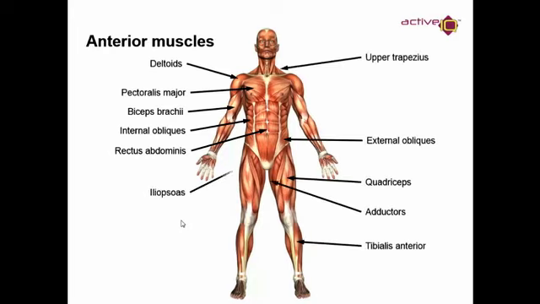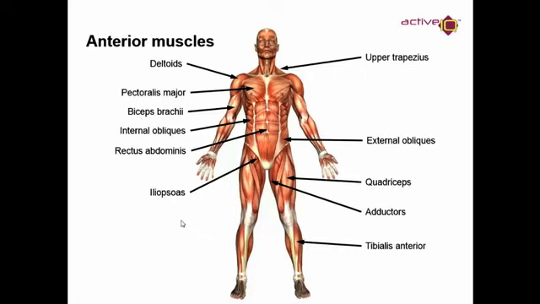Just going to pick up on a couple of these as well while we're here. I know you've got your manual, but just so you guys are aware, the deltoids are the shoulders. Pectoralis major is the chest. Biceps brachii is our biceps. Internal obliques and external obliques. Internal obliques are just next to the abs. They're a bit more internal. External obliques are a bit lower and a bit further away from the abs. Rectus abdominis, that's the abdominal muscles.